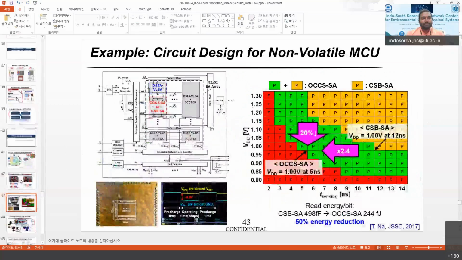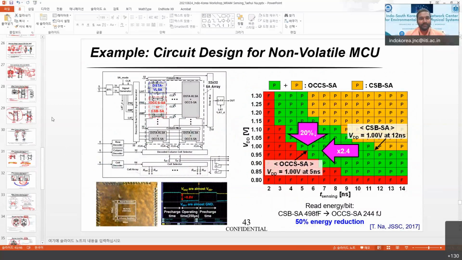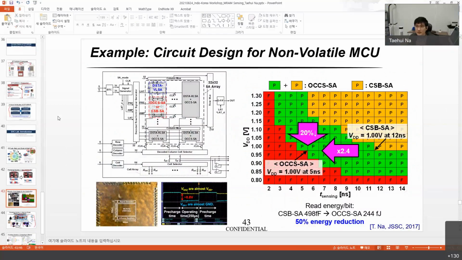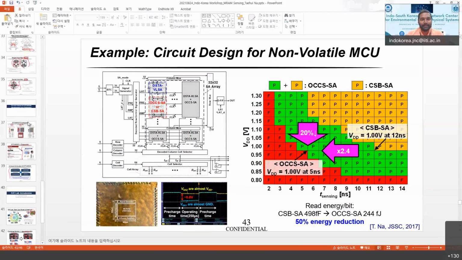Can you tell me one more time about your question? I didn't understand. How can we fix the sense margin? You mentioned 30 millivolt, on which parameters? If we want to vary from 30 millivolt to 50 millivolt, then which parameter do we have to change?